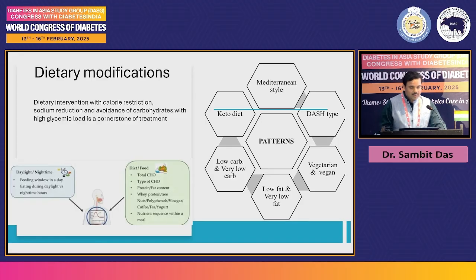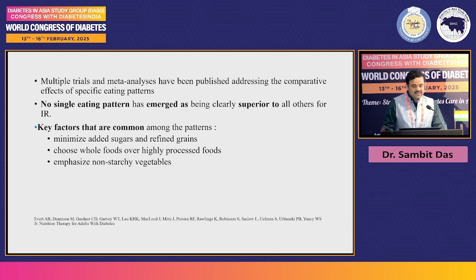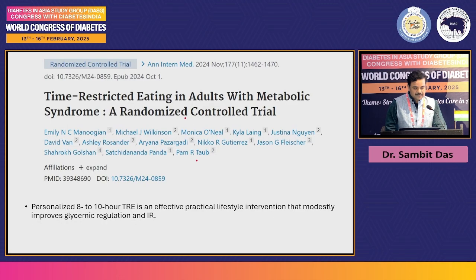But these are all very fancy names, and they don't really do great jobs, because multiple trials and meta-analyses have been published addressing the comprehensive effects of dietary patterns, and they found that no single eating pattern has emerged as clearly superior to all others for insulin resistance. So the key factors which we can follow are probably calorie restriction, minimize added sugars and refined grains, choose whole foods over highly processed foods, and emphasize non-starchy vegetables.